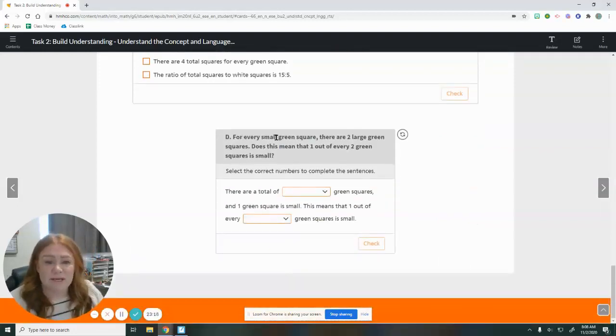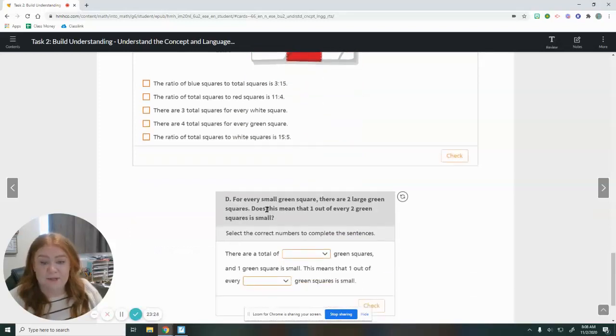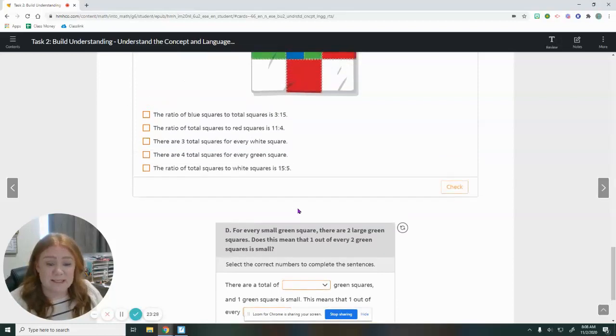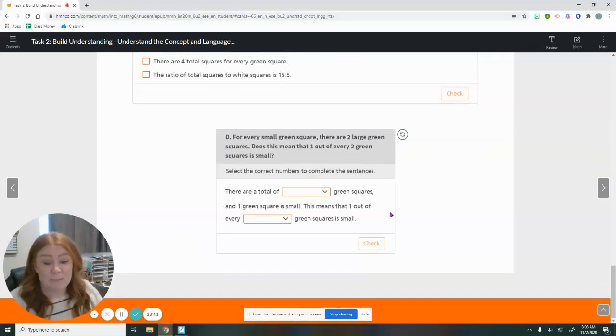For every small green square, there are 2 large green squares. Let's see. 1 small, 2 big. So this says, does that mean that 1 out of every 2 small squares is green? So there are how many green squares? 1, 2, 3, and 1 of them is small. So 1 out of 3 should be small.